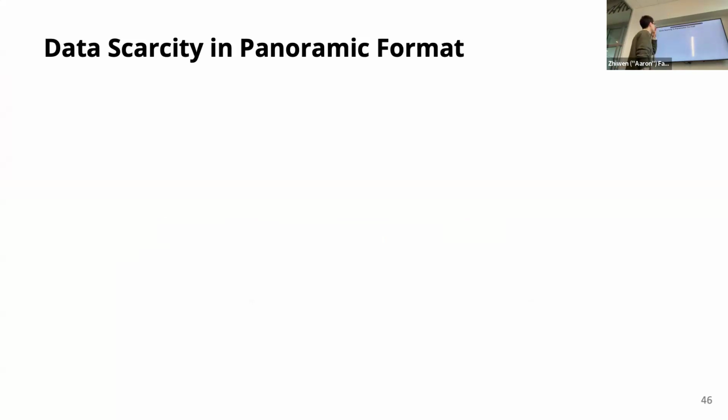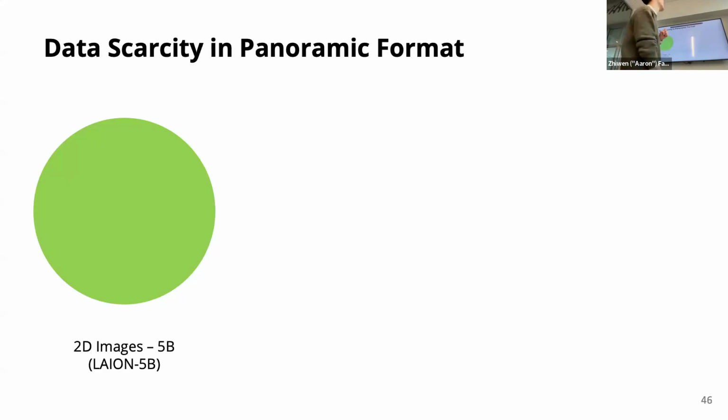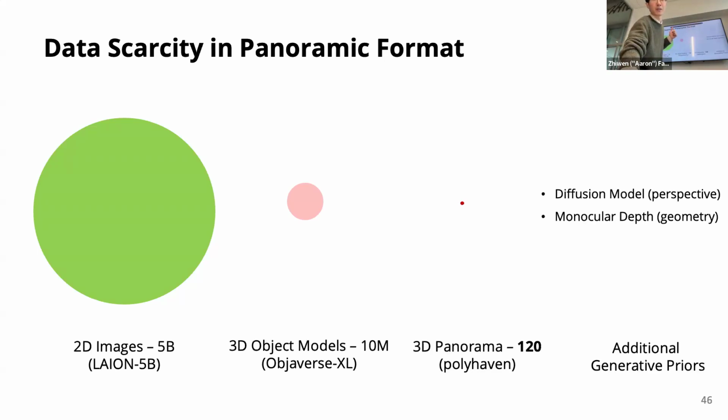So the first problem is the data scarcity in panorama format. In 2D image generation, we have LAION-5B, which has billions of data to train a foundation model for this generation. And even for 3D object generation, there are about 10 million data. But if we talk about panorama, we only have about 100 good quality annotations in the panorama format. So it's very difficult for us to get panoramas and annotate them with high quality, diverse annotations.